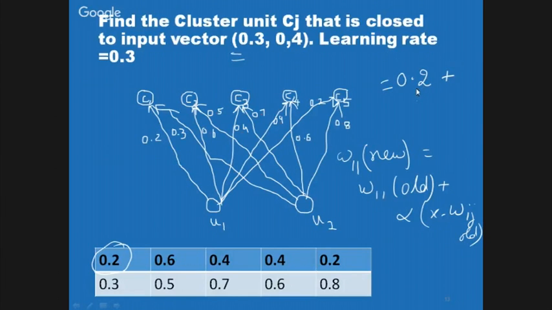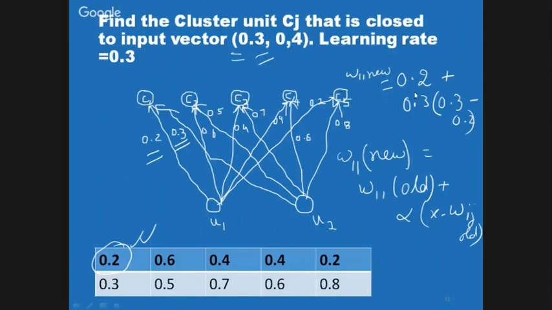Plus for the first one, right? For the C1 there are two weights, because neighboring weights we should change. So for the C1 there are two neighboring weights. One is 0.2, another is 0.3. The first point, that is 0.2, plus alpha, which is your 0.3, and then x is your 0.3, that is your input, only one input, minus Wij old, which is again 0.2. So this will be the actual W11 new, right?